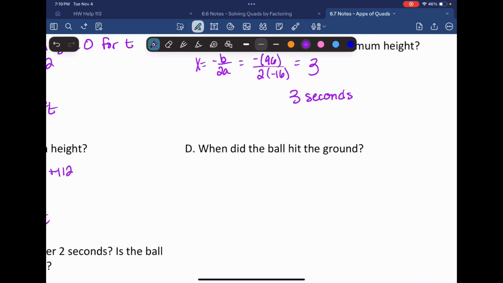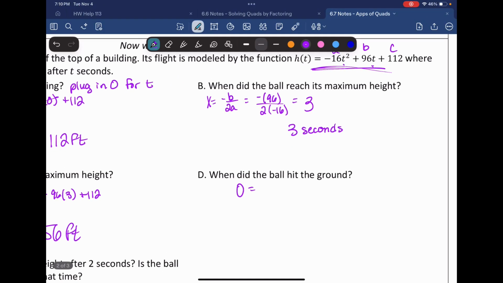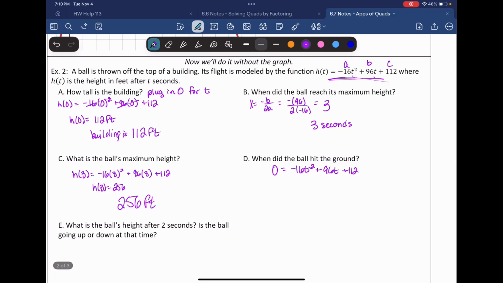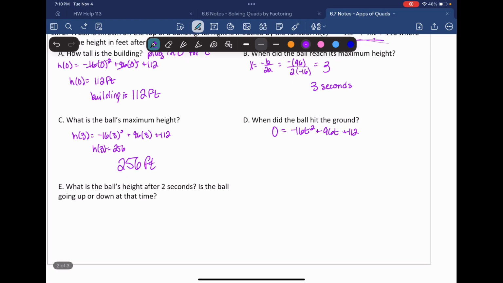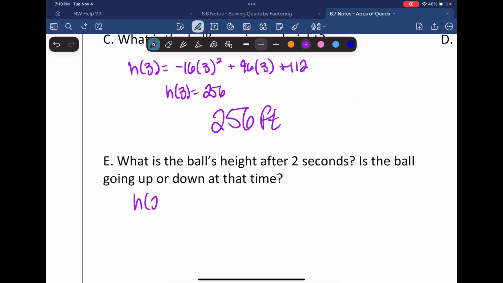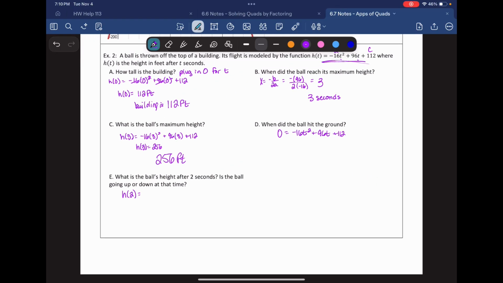When did the ball hit the ground? Now, this one I am going to show you on Desmos. You set it equal to 0. I'm going to hold off on that for a second and show you what that looks like. What is the ball's height after 2 seconds? Okay, so that means we want to plug in. I'm going to show you both of these in Desmos.